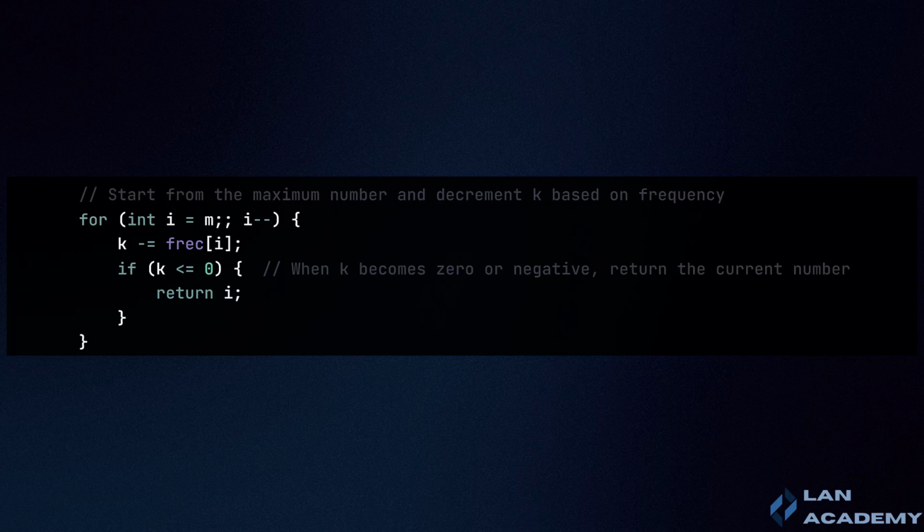If k becomes 0 or negative, it means we have found the kth largest element and we return the position i from the frequency vector. This position corresponds to the kth largest value in the original array.